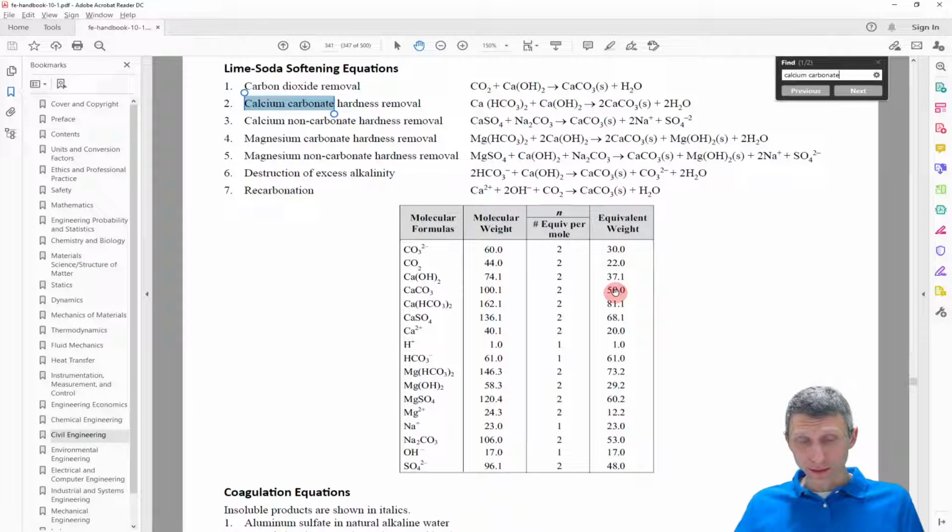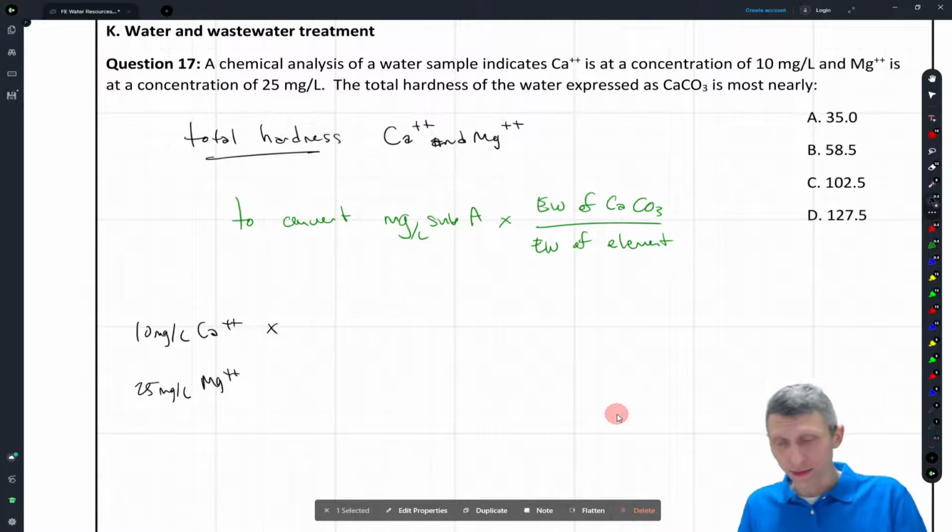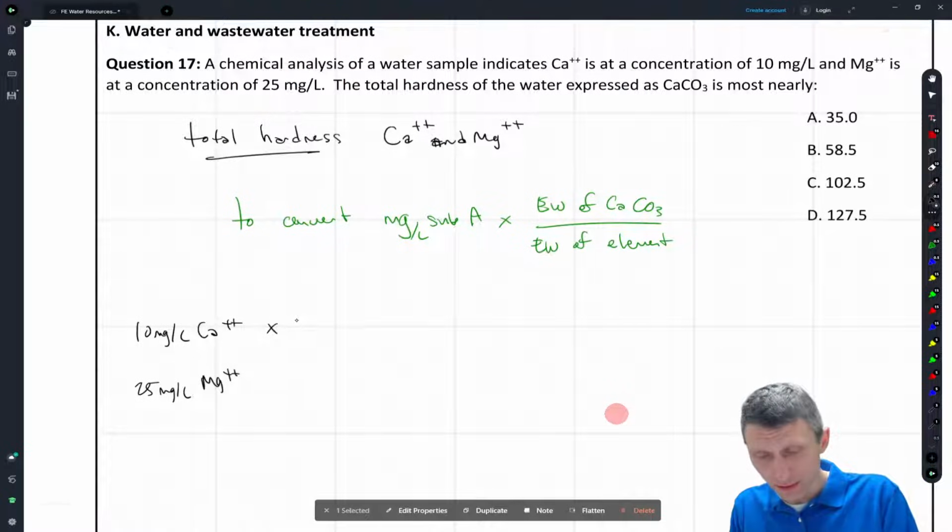So we're going to pick, the calcium carbonate is 81.1, and the calcium is 20. So let's, is that something? Did I say something wrong? Calcium carbonate's 50. Sorry, calcium carbonate's 50 and 20, and the magnesium is 12.2. Okay, so let's come back and finish this one, send it, and be done.